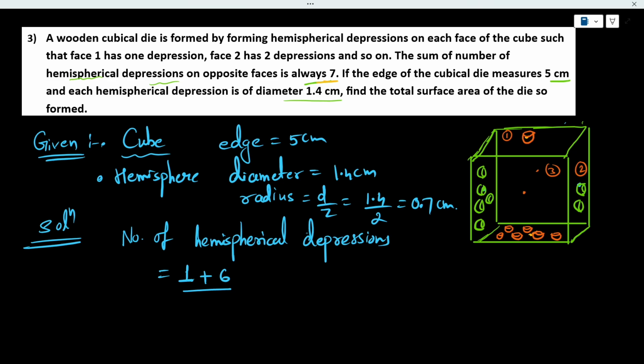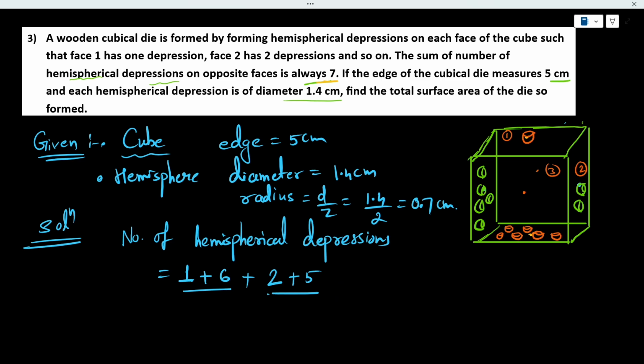So 7. Then we are having second and opposite. There are total 6 faces, right? So 2 hemispheres and the opposite will have then 4 hemispheres. So together it should be 7. So 2 you are going to add here 5, not 4, right? So this is going to be 5. So together it is 7.